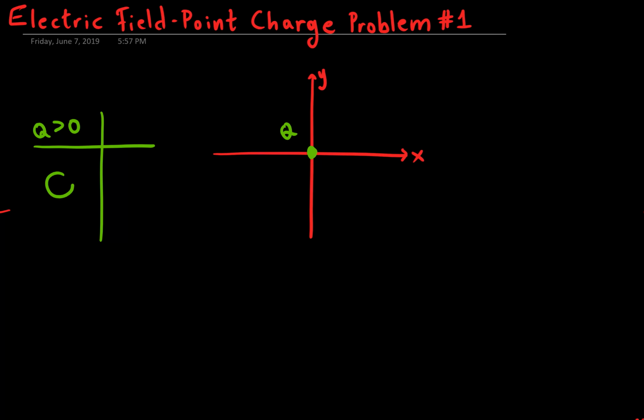Now if this charge is positive, we know that electric fields will point away from it. Now if that same charge, let's say, is less than 0, or negative, we know the electric fields will point towards it.